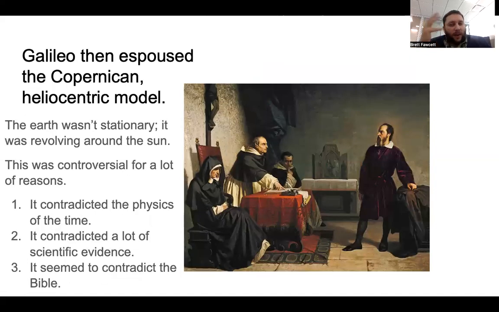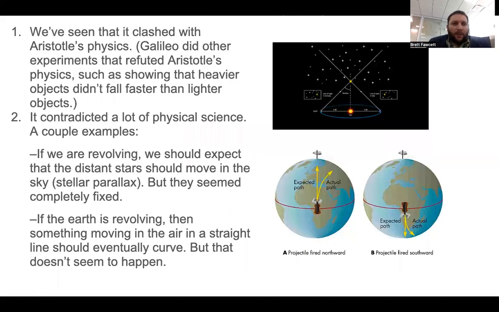Galileo then, to explain what he'd observed, the moons around Jupiter and so forth, espouses the Copernican heliocentric model, right? So the Earth is not stationary; it is revolving around the sun. And this was controversial for a lot of reasons. One is that it contradicted Aristotelian physics. Secondly, it contradicted a lot of scientific evidence at the time. And third, it seemed to contradict the Bible.